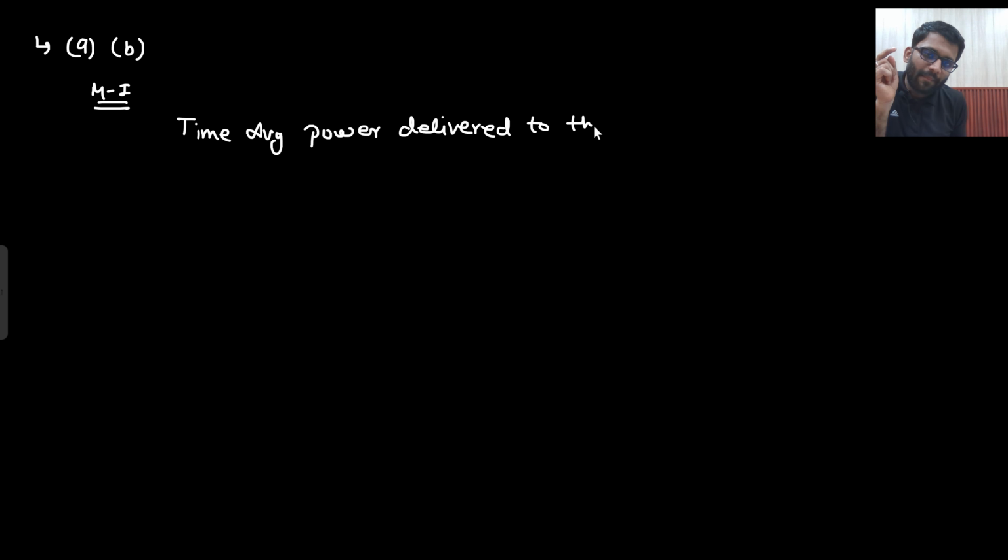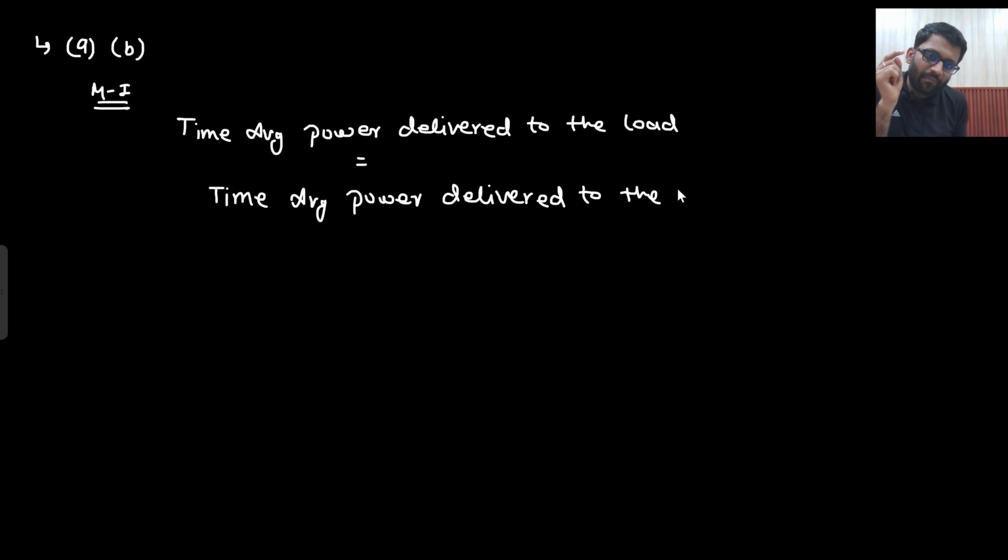For both A and B, what is method 1? Time average power delivered to the load is equal to time average power delivered to the line. And that is equal to, just as you close the switch, then how much power is generated? Just as I close the switch, V naught plus is there, and that will have V naught plus square divided by 2 Z naught power.